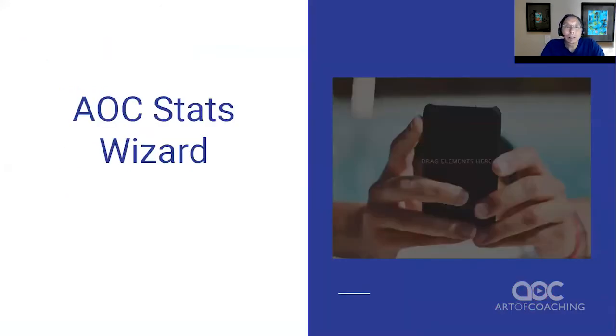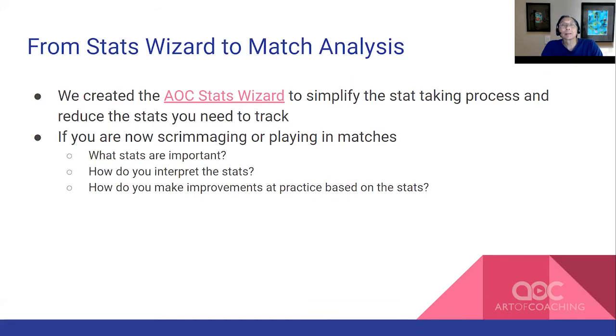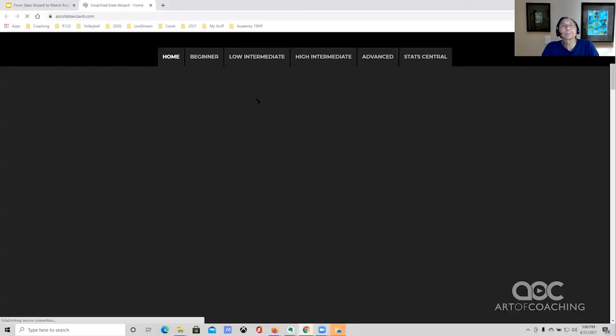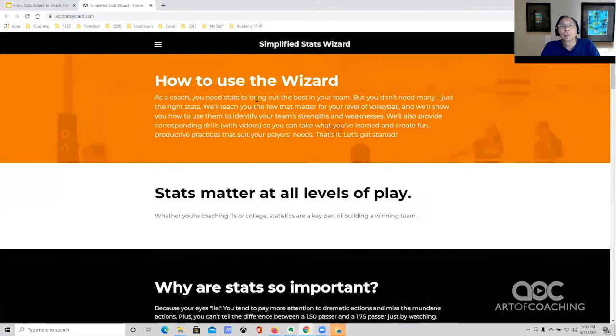Let's talk about the AOC Stats Wizard. The Stats Wizard is a simplified way of taking stats and really helping you improve your team's performance through this methodology. I will talk a little bit about the additional stats required for match play, but let's dive into the AOC Stats Wizard first. The Stats Wizard is a small website that provides key information that you need to figure out how to drive the stats for your team.